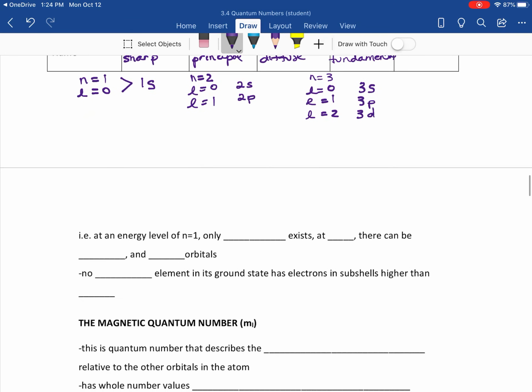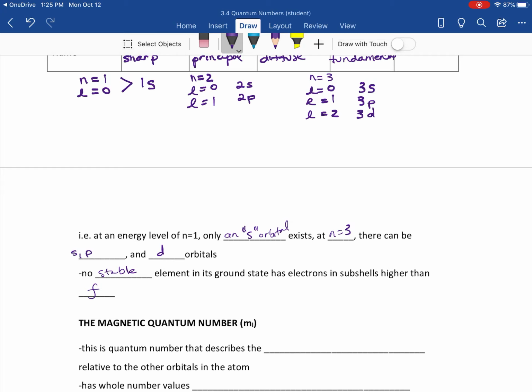Moving on. So, now we've got the notes, even though I already did it. That's okay. At an energy level of n equals 1, there's only an s orbital. Okay? At n equals 3, there can be s, p, and d orbitals. No stable element in its ground state has electrons in subshells higher than F. And it's because you'll see, you run out of electrons because we only have 118 elements in existence.